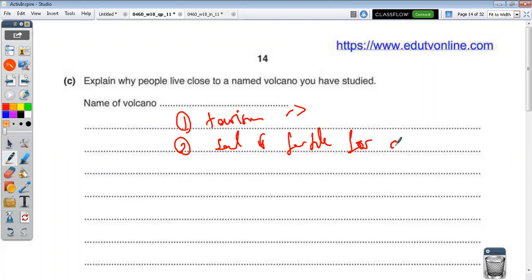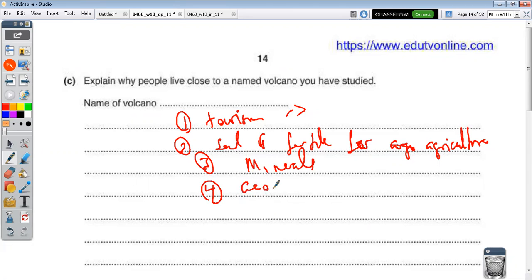I'm listing all of them so they're easy to explain, because sometimes the question will say describe and I'm going to list all of them. So what else? There is an abundance of minerals near volcanoes. What else? Exploration. Geothermal power, it's easy to access geothermal power.